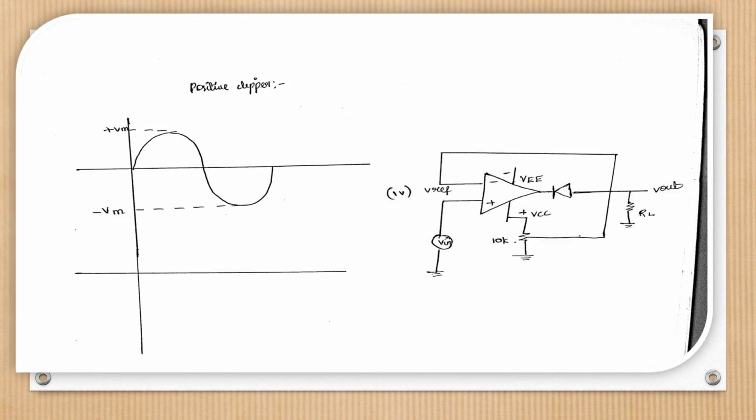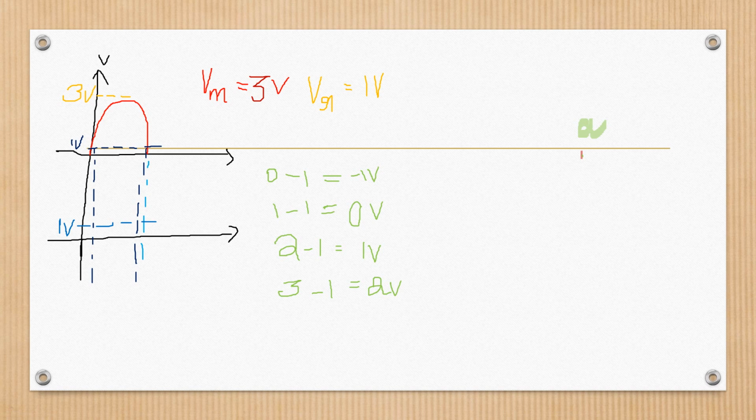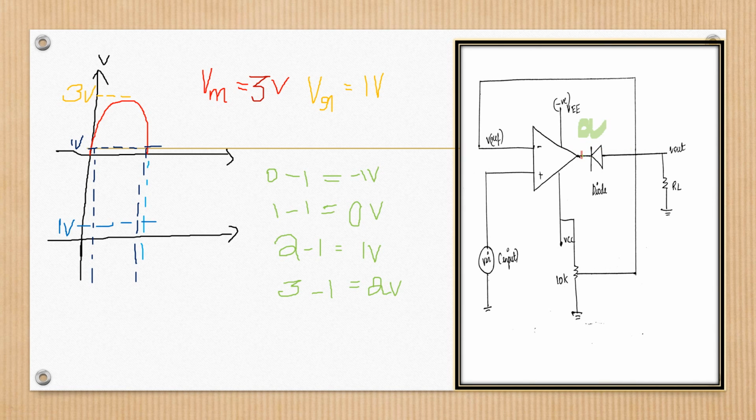In the previous slide, we saw the construction of the active clipper circuit. In this slide, we are going to see the working of the active clipper circuit. This is the active clipper circuit and I am giving the input as a sinusoidal waveform. Here I am taking the positive half cycle of the given input and this is my circuit. At node A, the difference between these two voltages will appear. I am taking the maximum voltage Vm as 3 volt and the reference voltage as 1 volt.